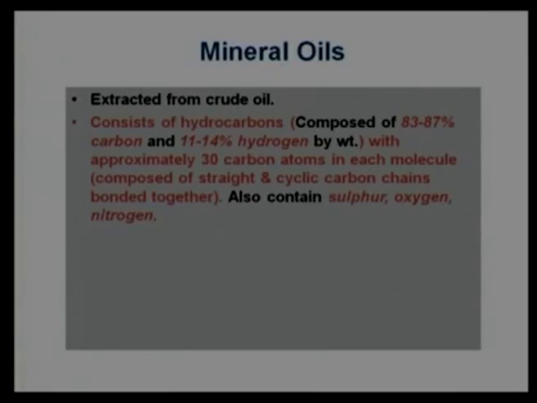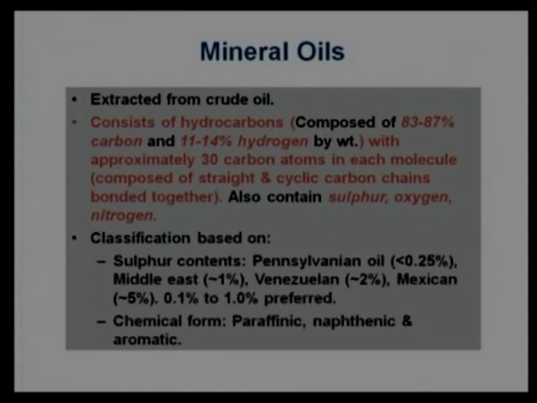The property will change with the carbon structure. The straight chain behavior will be one kind of thing. If it is a branched carbon chain, then behavior will change. If it is a cyclic one, then behavior will change quite a bit. And based on the carbon structure also, they are classified.